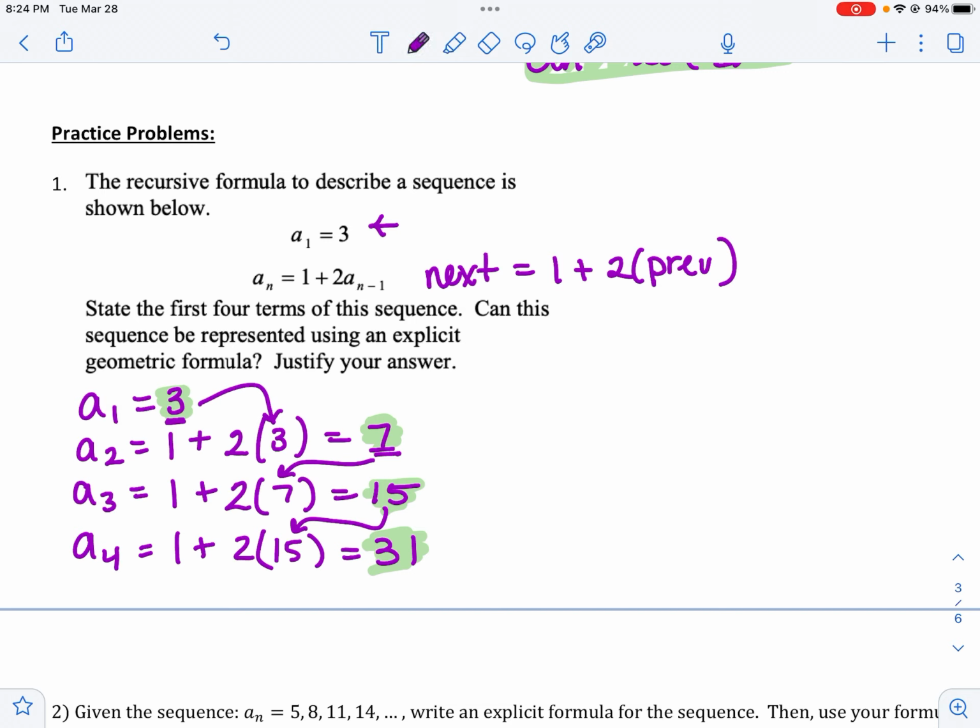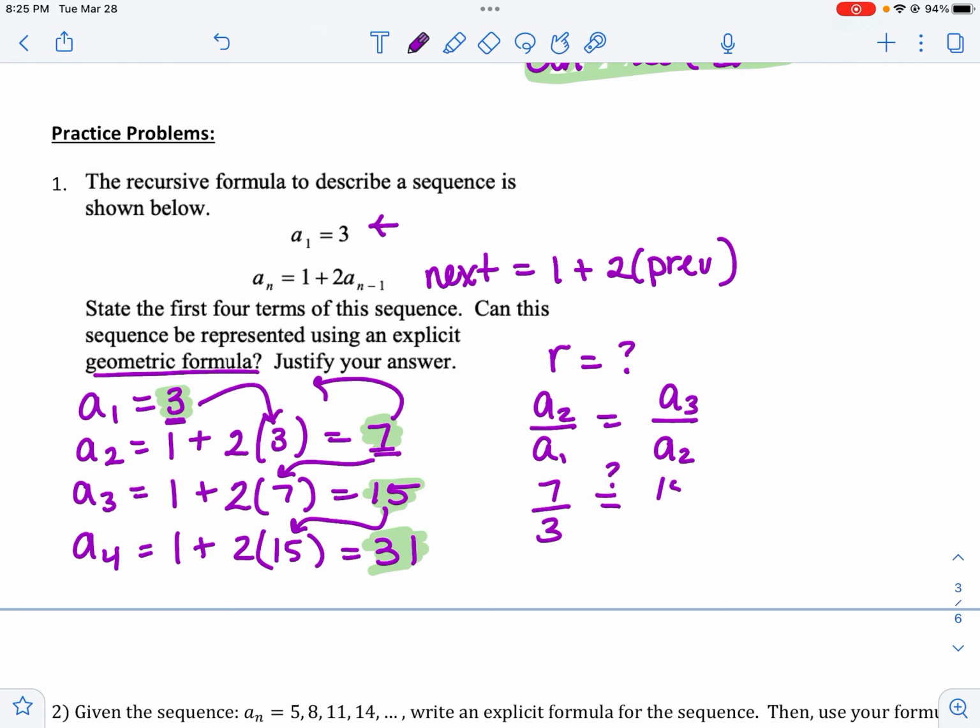Now they want to know, could we write this using a geometric formula? Well, we know the first term a sub 1 is 3. Is there a common ratio? If there's a common ratio, that means I should be able to take the second term and divide by the first term, and I would get the same thing if I took the third term and divided it by the second term. So any term divided by what's ahead of it. So if I take 7 divided by 3, will I get the same thing as if I take 15 divided by 7?